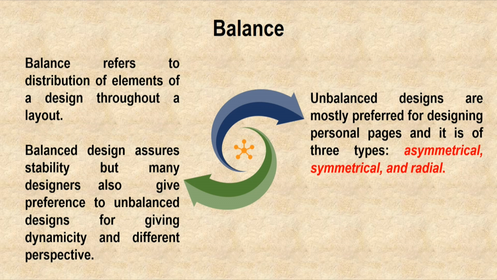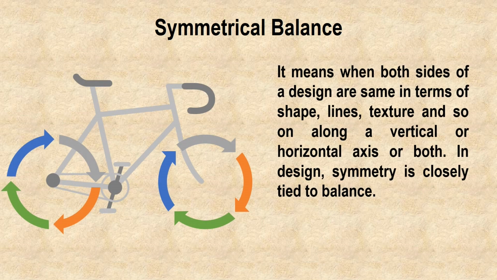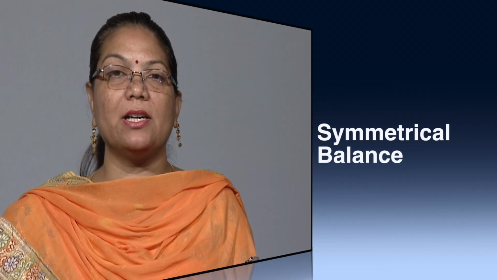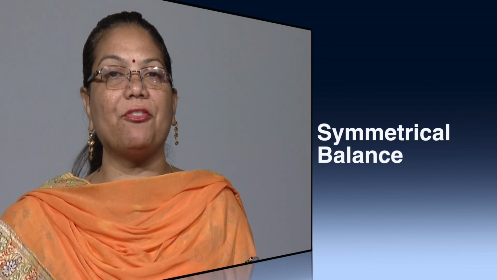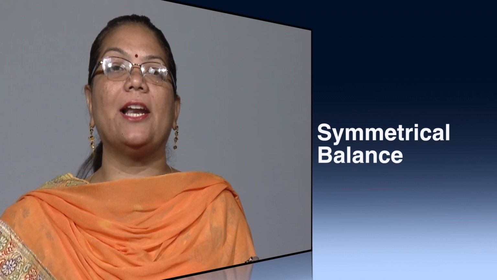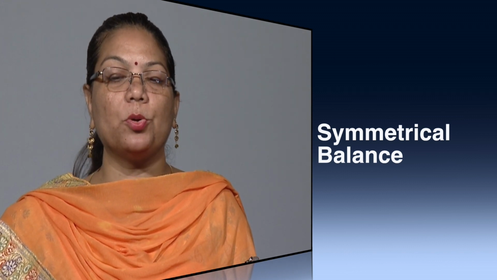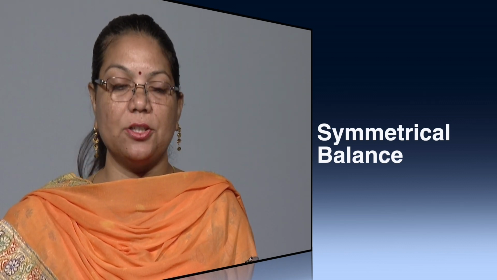The first one out of these is symmetrical balance. It means that both sides of a design are the same in terms of shape, line and texture along a vertical or horizontal axis or both. So when we are talking about symmetrical balance, it means we are trying to maintain balance between different graphical elements along either the vertical axis or horizontal axis and sometimes along both the axes. In design, symmetry is closely related to balance also.